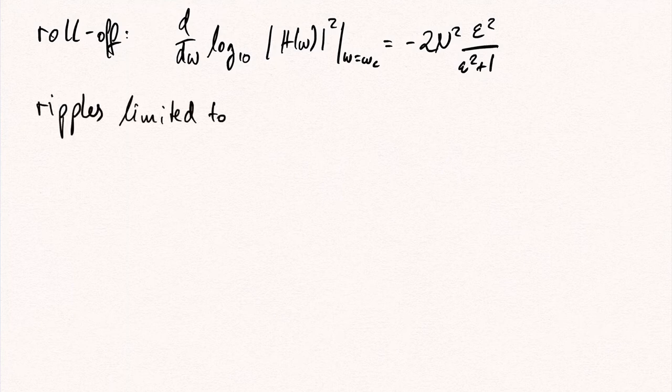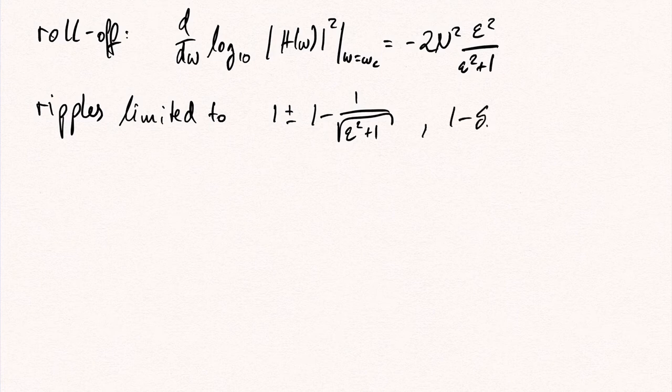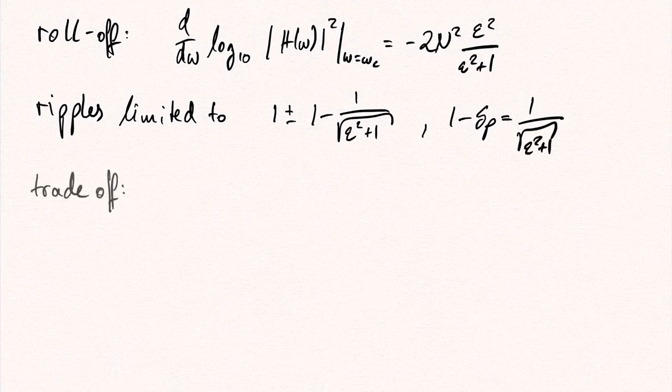The ripples in the passband of a type 1 Chebyshev filter are limited to 1 plus minus 1 minus 1 over the square root of epsilon squared plus 1, which is equivalent to saying that 1 minus delta p is equal to 1 divided by the square root of epsilon squared plus 1. This shows that there is a trade-off when designing a Chebyshev filter.